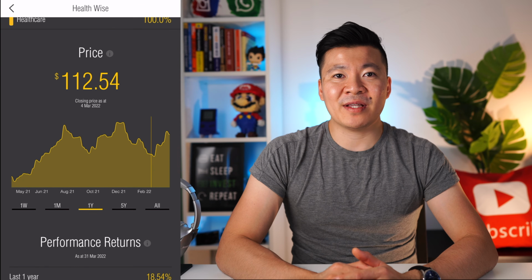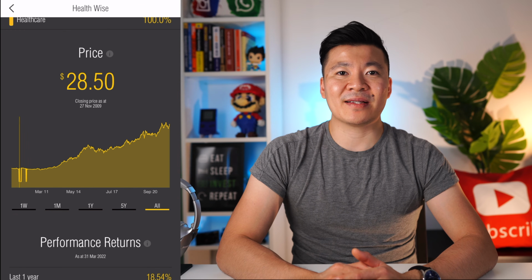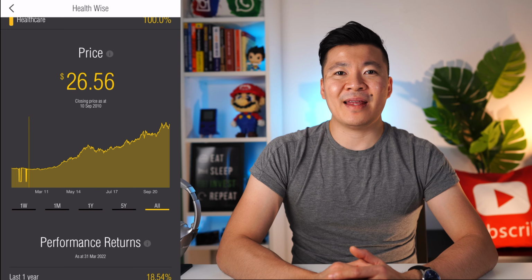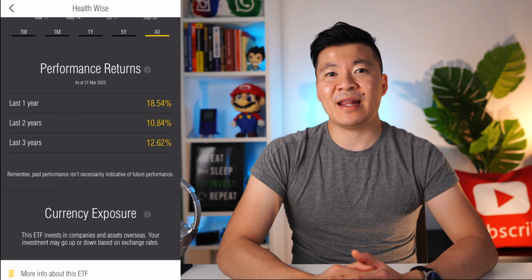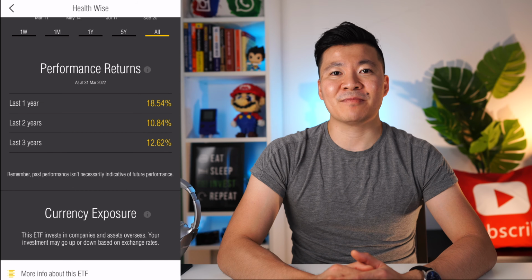The price history shows it has grown steadily since its inception in 2009. This demonstrates a linear growth in line with the improvement of modern healthcare. The last year returned 20% to its investors and about 11% on average in the last 3 years. Not too bad at all.